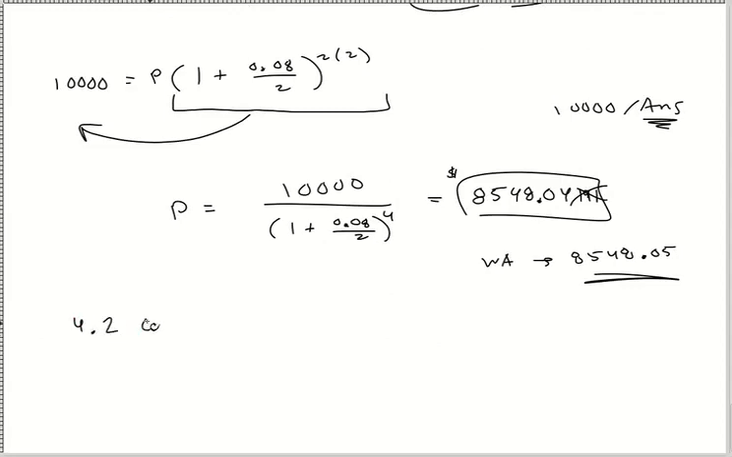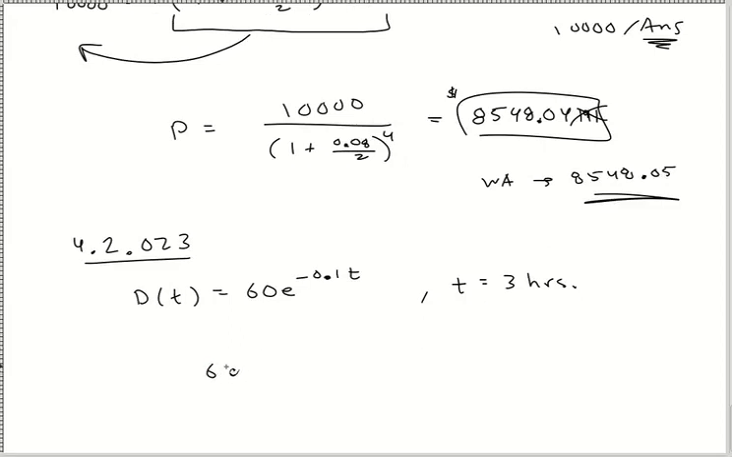So 42023. Another word problem. They're talking about a drug in the bloodstream. Not bad drugs. We're talking like medical good drugs. And they give me this formula for the amount of drug. I don't know if it's milligrams or grams or something in the bloodstream, and they want to know what's going on at 3 hours. Well, I just plug it in, don't I?